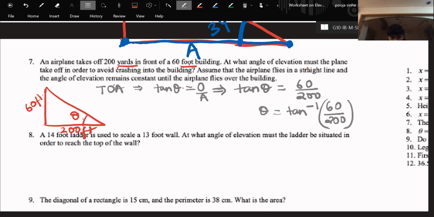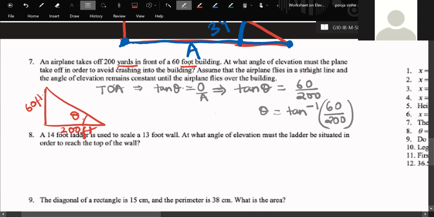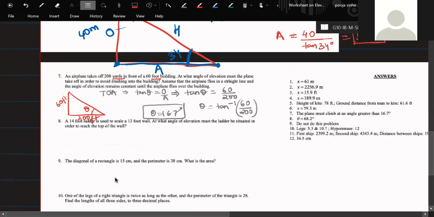Tan inverse 60 upon 200. You can put tan inverse, and make sure you put it in a bracket. Yeah, it's 16.7. So tan inverse of 60 divided by 200, what is the answer? 16.7. So theta is equal to 16.7 degrees. Answer correct. Next.